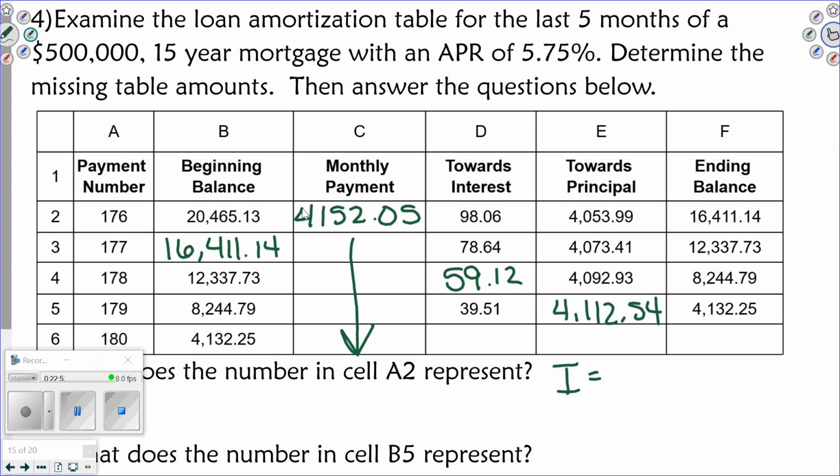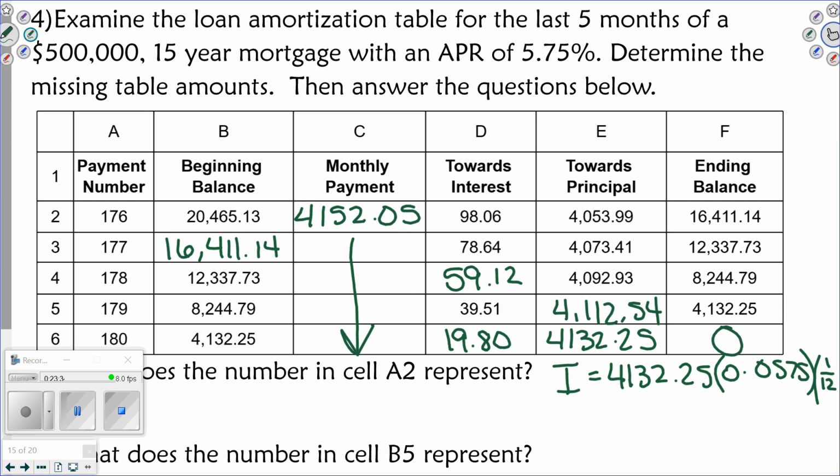I equals 4132.25 times my rate, 0.0575. And what's the time? 1 out of 12. Okay, so we can go right back to that. Find your interest would be 19.80. Isn't it nice? The interest is pretty low. So then I take my monthly payment, subtract the interest, which is 4132.25 minus 4132.25. 0. Finally.